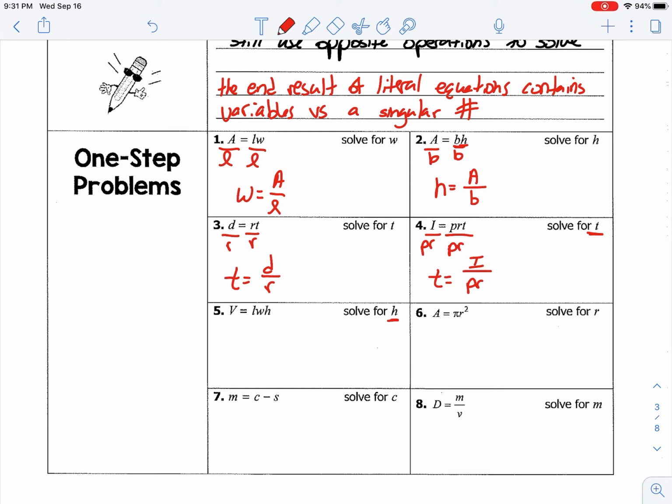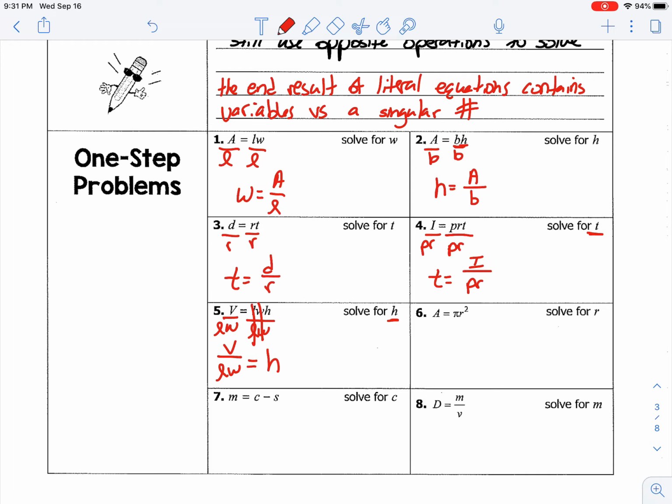Alrighty, we're going to solve for h. Again, this is very, very similar. I'm trying to get rid of the L and the W. So we're going to divide by L and W. So again, those are going to cancel out. We're going to cancel those out. So the only thing left is H. And we have V over LW.